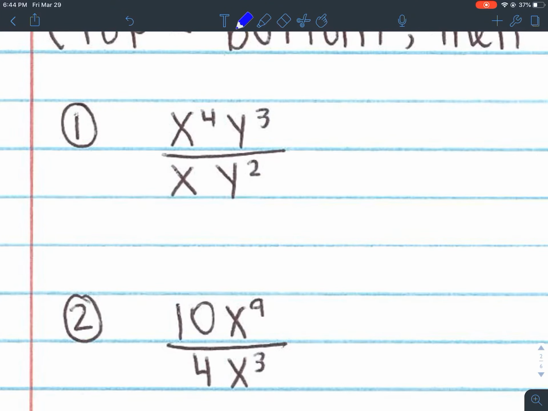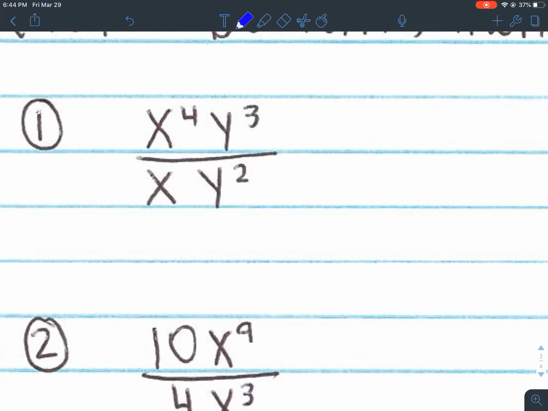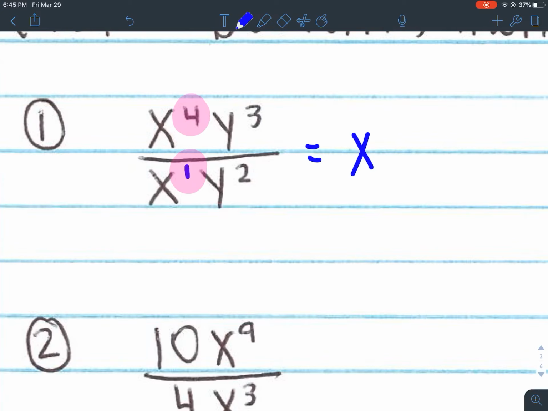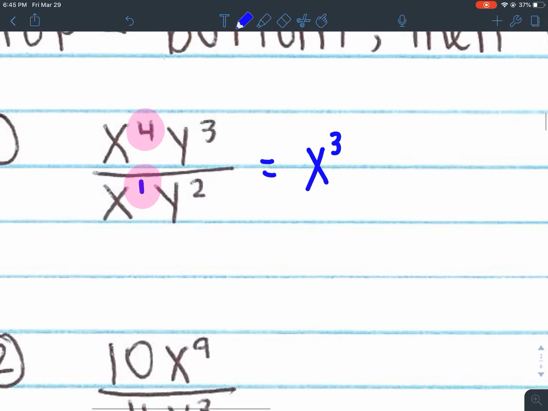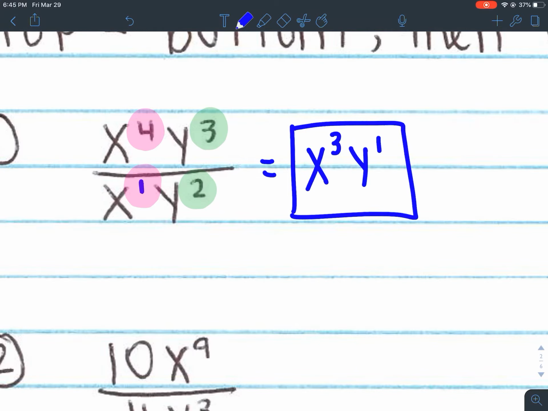Alright, number 1. So I have x to the 4th divided by x. Now remember, you can only combine the ones that have the same base. So here I have 4, and I technically have a 1 here. And when I subtract that, I'm going to get x to the 3rd. Okay? And then I have y cubed divided by y squared, which is going to be y to the 1st power. Okay? Because it's 3 minus 2. Now these are technically over 1, but you don't have to write that. It's just like when we write 3, we don't write 3 over 1 every time.